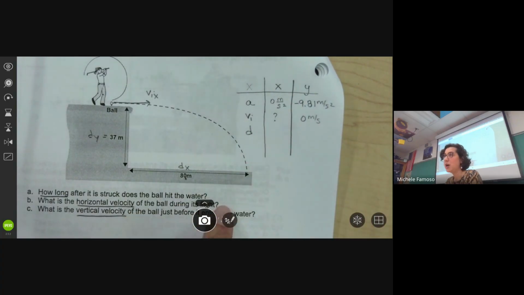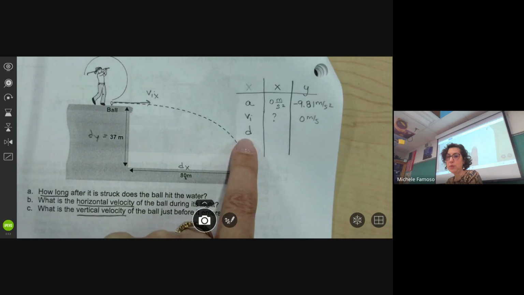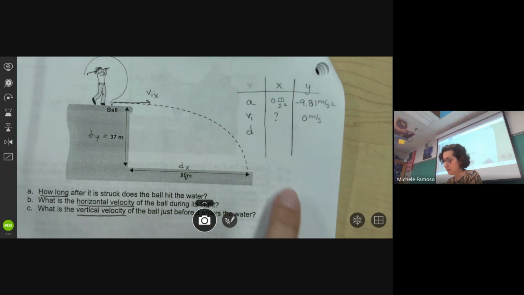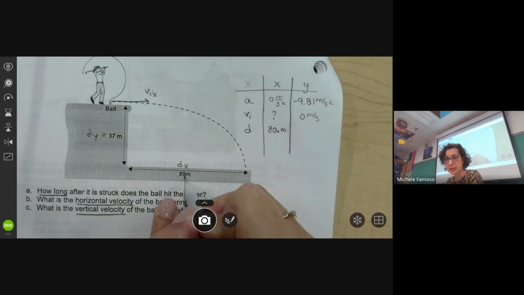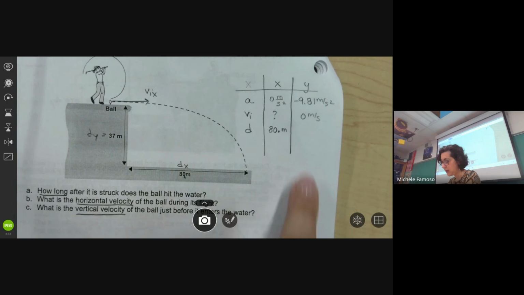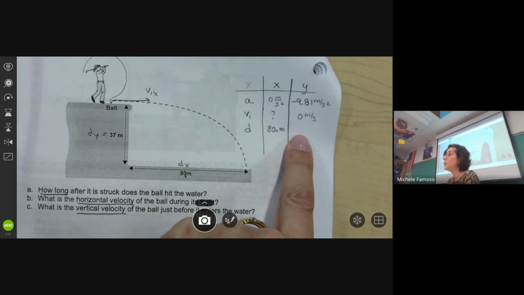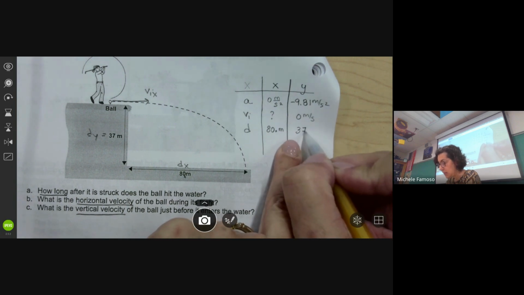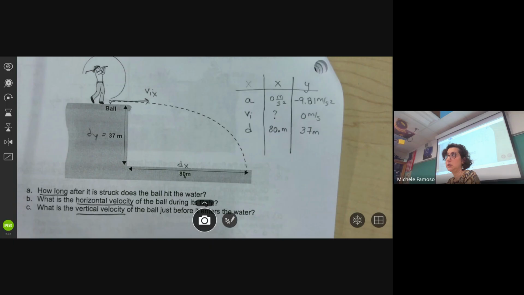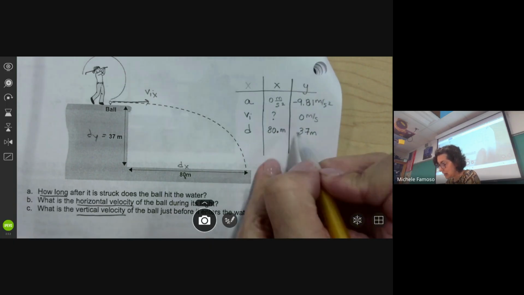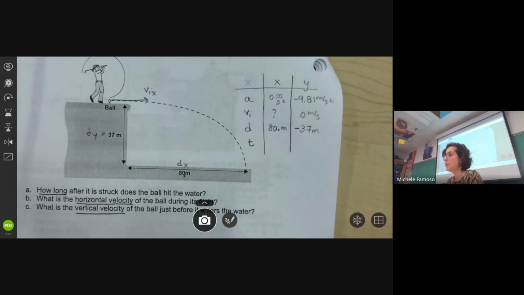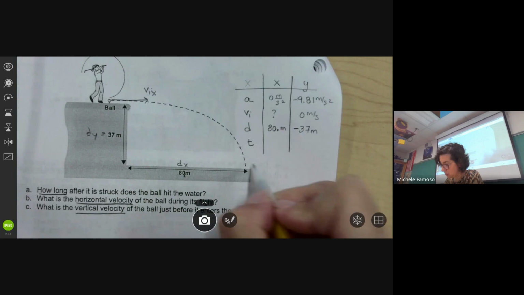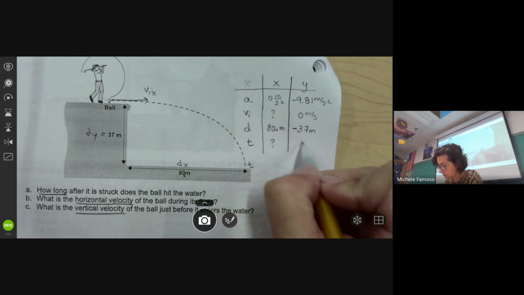Now we can come to our D values. Haley, what is D in the X direction? Yep, 80 point meters. We're going to add that decimal point there so we can have 2 sig figs. What is it in the Y direction, Gavin? Almost. It needs to be a displacement. Negative. It's going to go down 37 meters. And then I'm going to put the time. Ryder, do I know the time? No. So these are question marks.